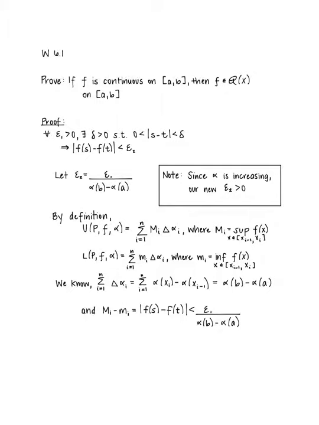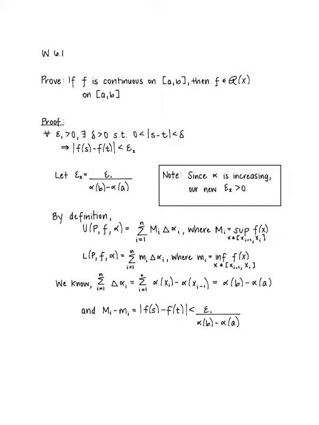So we started our proof by saying for all epsilon sub 1 greater than 0, there is some delta greater than 0, such that 0 is less than the distance of s minus t, which is less than delta. That's going to imply that the distance of f sub s minus f sub t is going to be less than epsilon sub 2. Now we're going to set this epsilon sub 2 equal to epsilon sub 1 over alpha b minus alpha a. And the reason that we're doing this is that eventually when we do our substitution, that denominator alpha b minus alpha a is going to cancel out, leaving us with just epsilon.